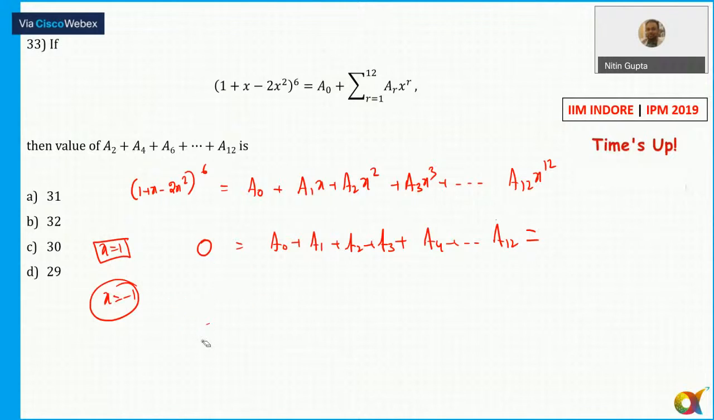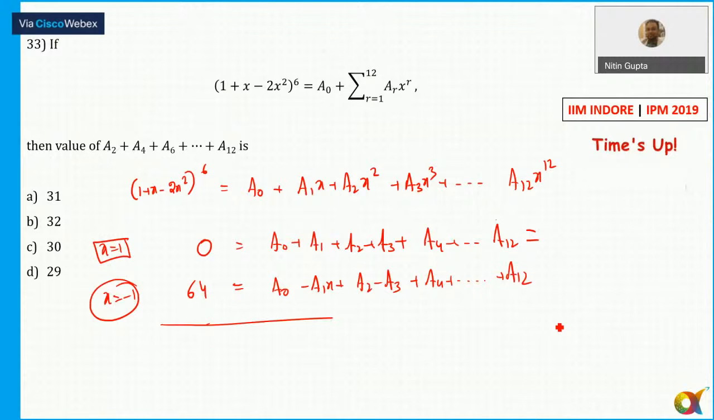So let me substitute this value is equal to 64. So at X equal to minus 1, it is 64. And on the right hand side, substitute X equal to minus 1. So A0 minus A1X plus A2 minus A3, because minus 1 raised to power odd number is always equal to minus 1. So just write down plus A4 and so on till plus A12.